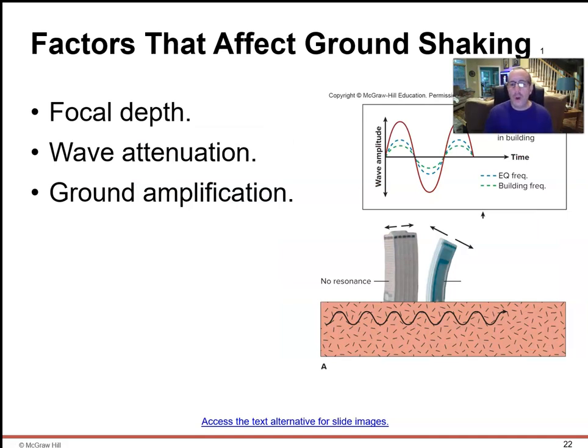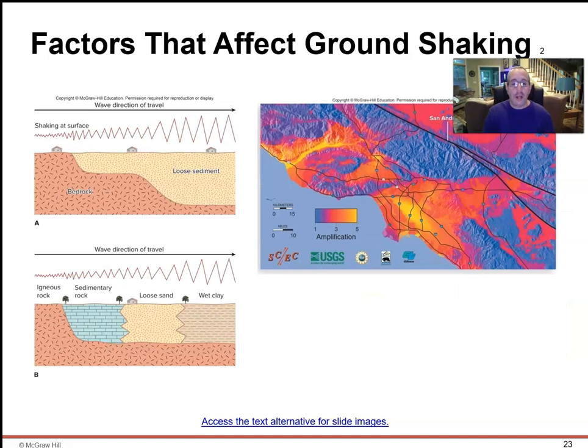Now going back to the waves, the focal depth, the wave attenuation, and the ground amplification. I'm not going to get into a lot of detail on this, but basically you have a certain wavelength that travels under the ground, and depending on a lot of factors, including what kind of soil, what kind of bedrock you have, the moisture content, that affects how this wave acts and how it shakes things on the surface. So there are a lot of factors that go into how much damage is done and how hard it actually shakes on the surface.